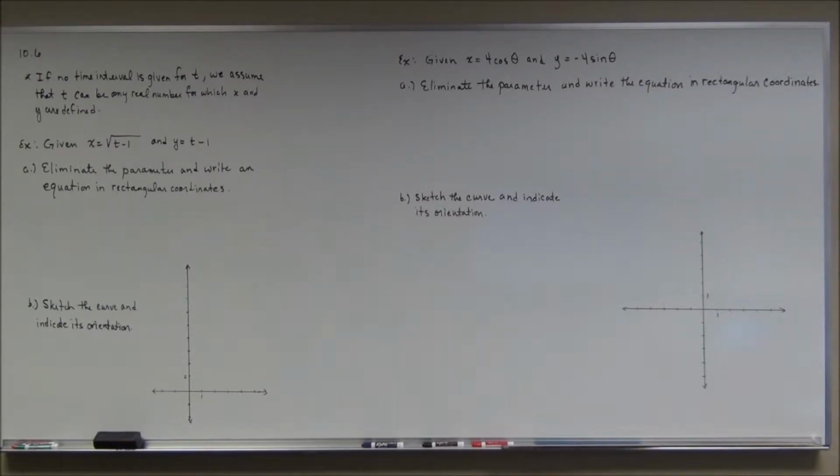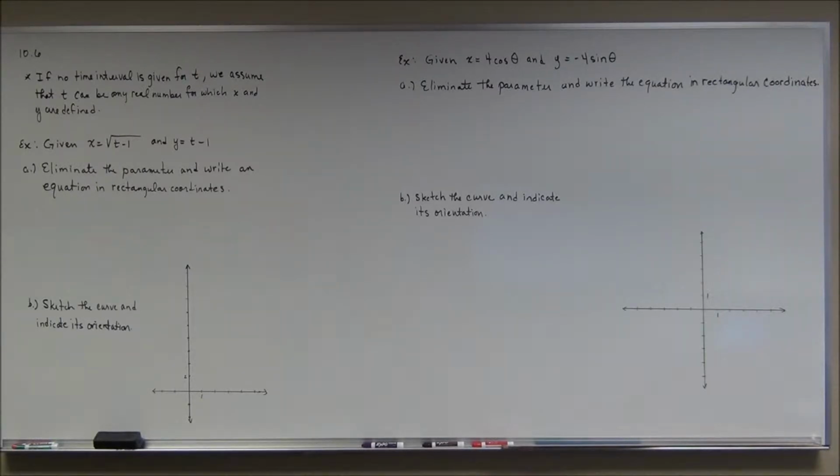Now in the previous example, the one from the last video, there was a restriction on what time could equal. If I'm not mistaken, t was defined between -4 and 4. But if there is no time interval given for t, we just assume that it can be any number as long as x is defined and y is defined for those values of t.